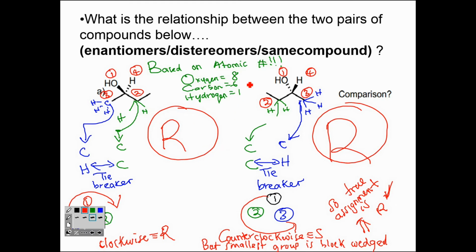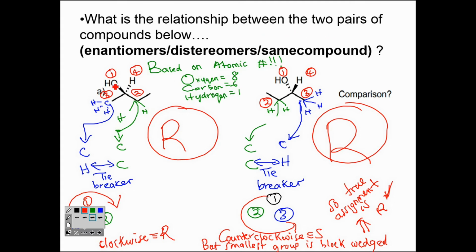Okay, let's work on these molecules. We have only one chiral center per molecule, there and there. Let's determine the relationship between these two pairs. What is the relationship between the two pairs of compounds below? Are they enantiomers, diastereomers, or the same compound?